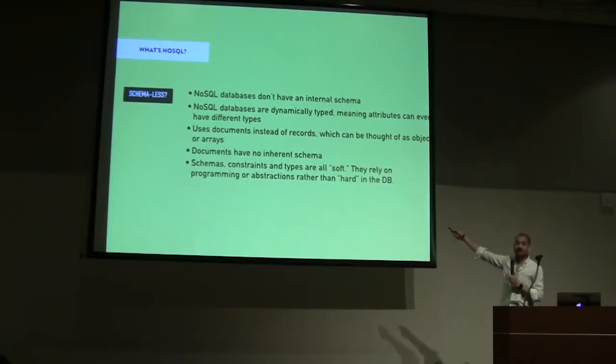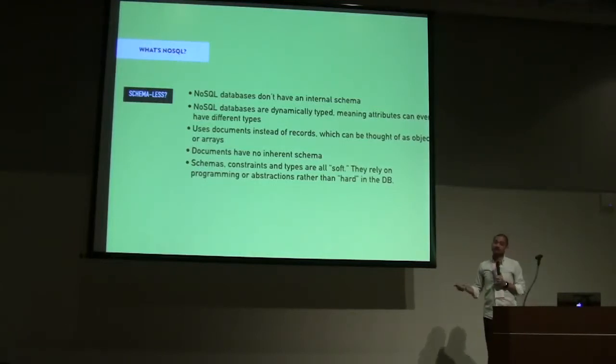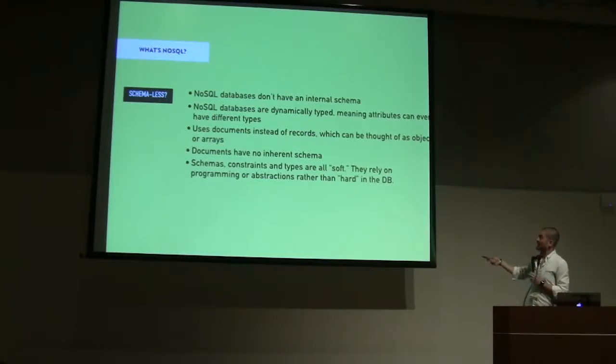In a NoSQL database, because there's no schema, just because you have an attribute that is the same name, one could be a string, one can be an integer, it's all dynamically typed. Now, it uses documents instead of records, which can be thought of as an object or an array. So everything in a SQL database is atomic, meaning it's just a singular string. But in a document, it can be an array, it can be multi-leveled, you can have an object within an object. And so it gives you a lot of flexibility.